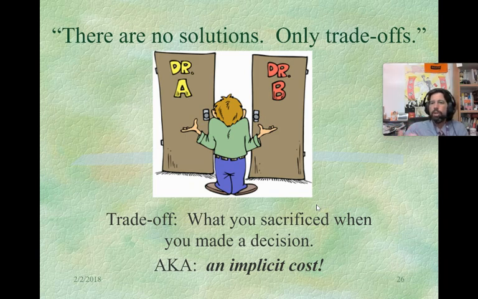You can't solve something, you're simply going to trade off one thing for the other. And a trade-off is what you sacrificed when you made a decision, aka an implicit cost. Something that's not borne by money or common measurement. Now you're just looking at, I did X, and for X, I sacrificed Y.